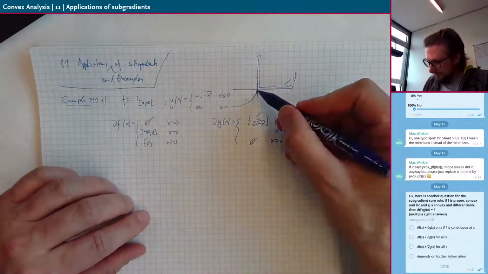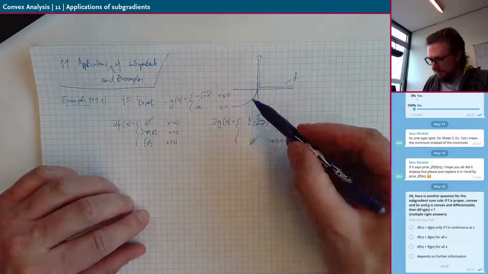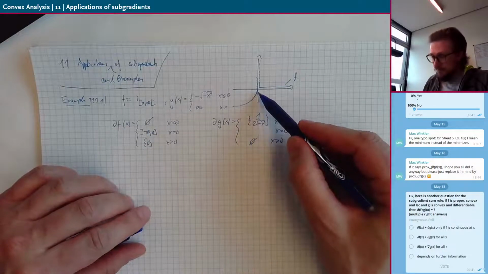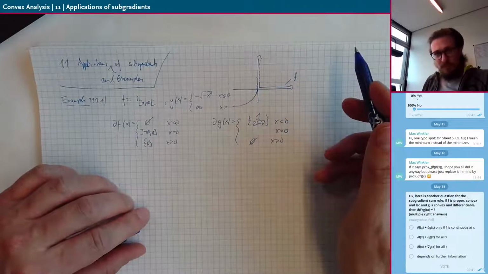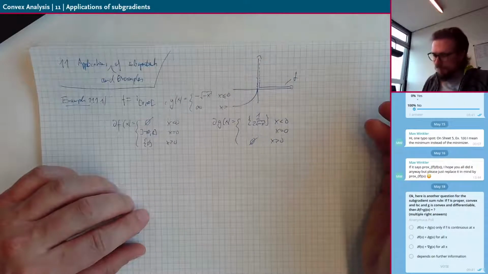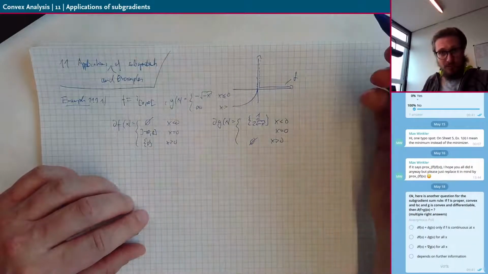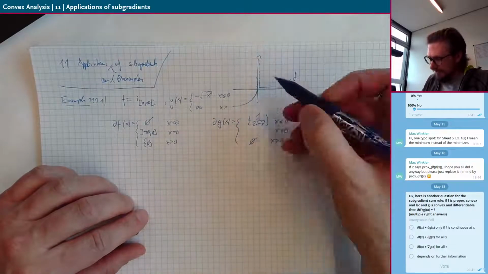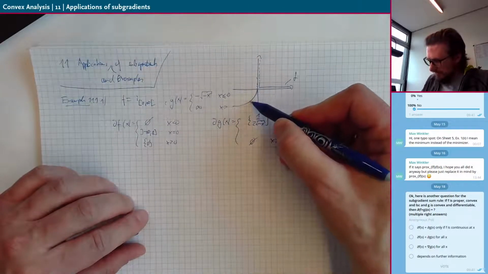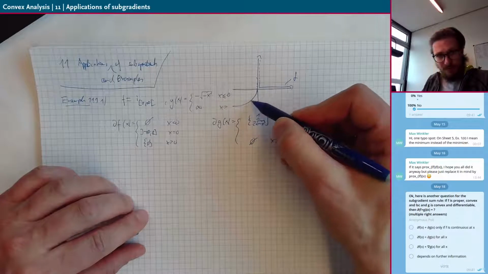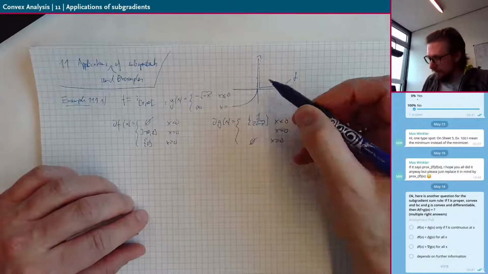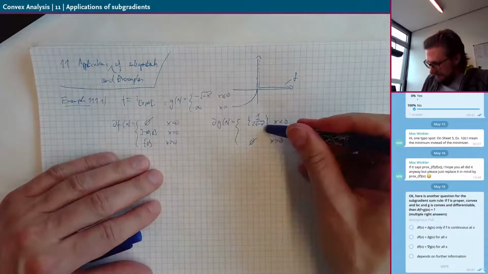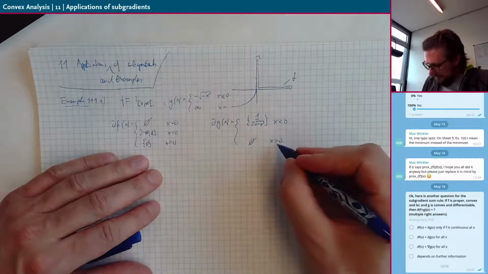Here this does not work, since the square root is not differentiable at 0. But what slopes can we fit under the graph? Actually, none. No slope at all, because every finite slope would intersect the square root function over here and would not be totally below. So at 0, the subgradient is already empty.